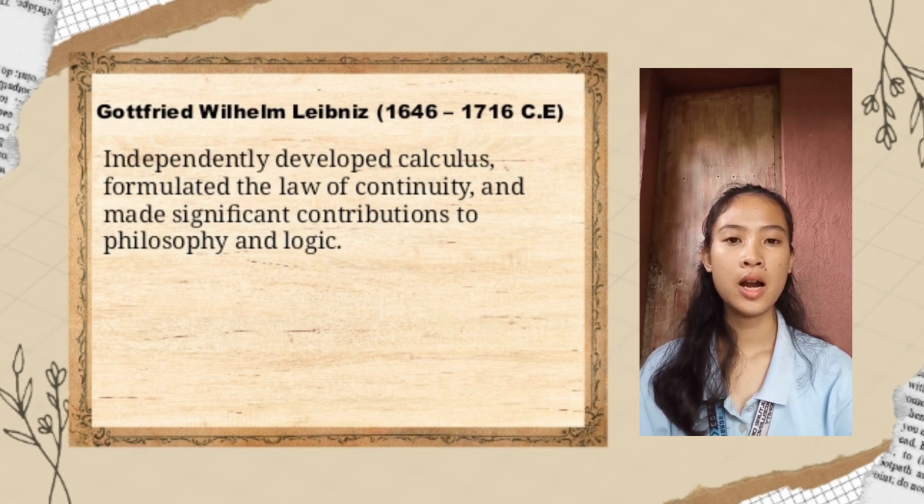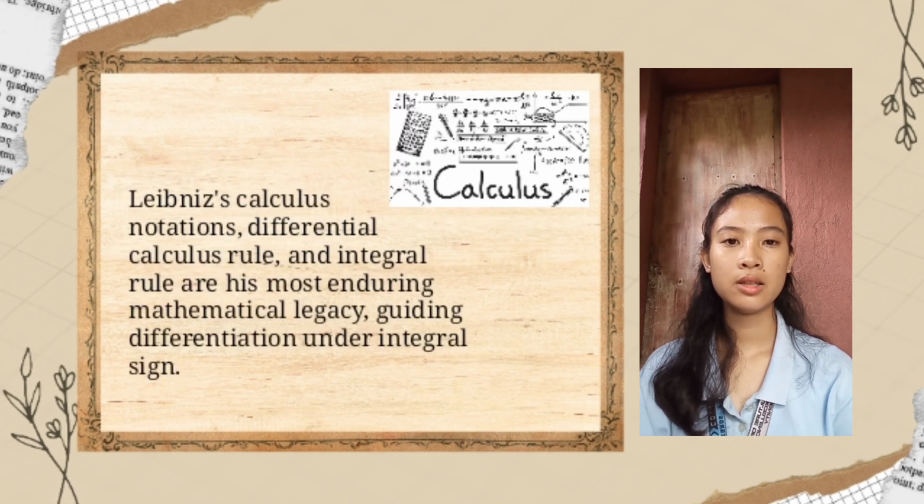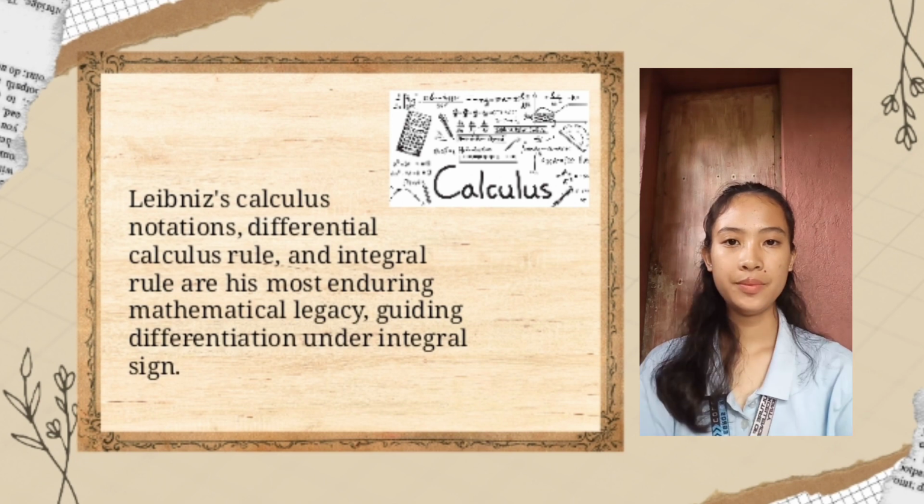Gottfried Wilhelm Leibniz independently developed calculus, formulated the law of continuity, and made significant contributions to philosophy and logic around 1646 to 1716 Common Era. Leibniz's calculus notation, differential calculus rule, and integral rule are his most enduring mathematical legacy, guiding differentiation under the integral sign.